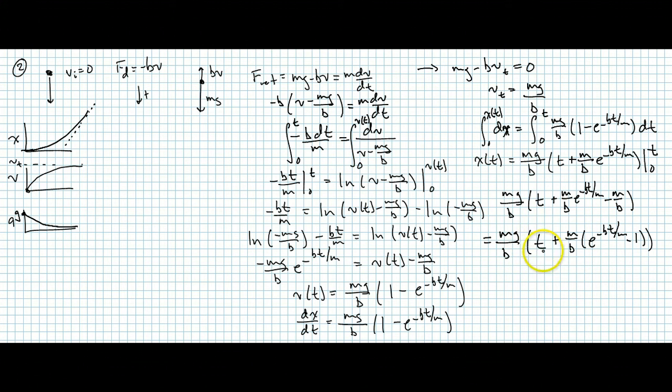But this term keeps growing, and so what we get is a line with a slope of mg over b, which is terminal velocity. So this slope is the terminal velocity, and it has intercept minus m over b times mg over b. So that would be, if I trace all the way down the x-axis here, our intercept there. So this one grows without bound. It doesn't have an asymptote in terms of the position, but it does approach a line.